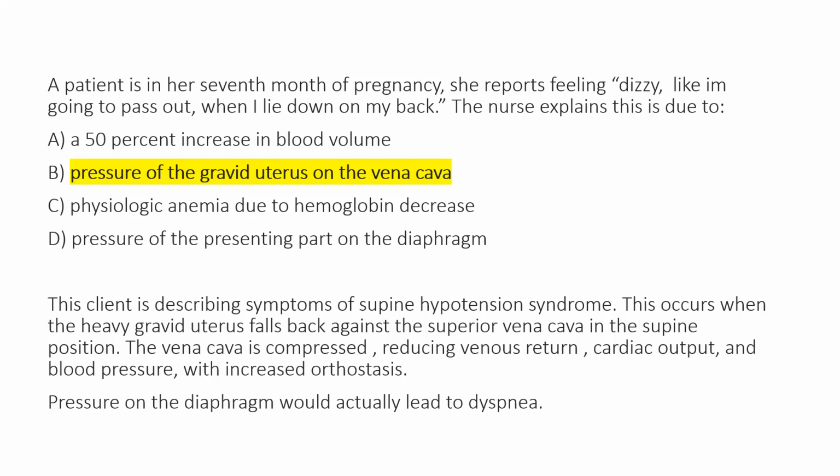This occurs when our uterus is falling back against the superior vena cava. And I wish I had my camera on because I'm doing all of these motions with my hands, but my camera's not working right now. I don't know why. The vena cava is compressed, reducing venous return. Our blood pressure is decreasing, and that's what's happening. If I want to put in there as well, pressure on our diaphragm would actually lead to dyspnea, which is low oxygen.